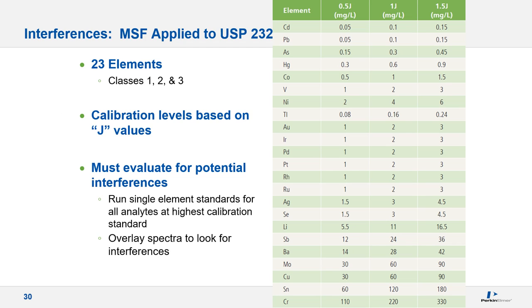When analyzing pharmaceutical products following USP methods 232 and 233, 23 elements are specified, and their concentrations are based on their J values. We won't go into the J values here, but it's important to evaluate for potential interferences by running single element standards for each analyte and looking at the spectra. Let's look at an example based on the concentrations in the 1.5J value of this table.